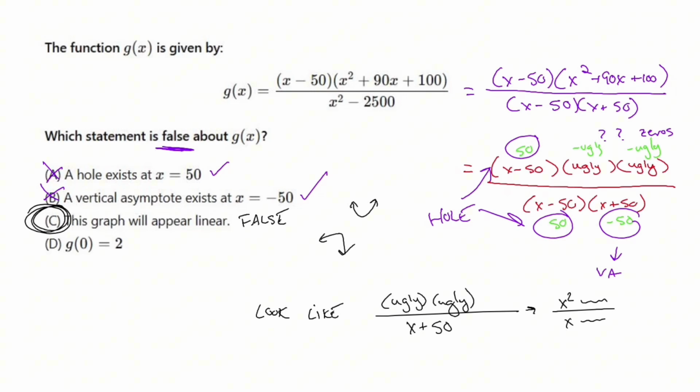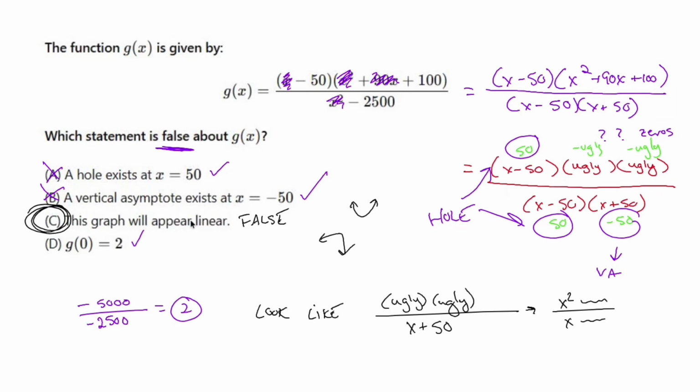Okay, now if you're wondering g of 0 equals 2, what does that mean? Well, that means if I were to plug in 0, would I get 2? Well, let's find out by doing very quick math. If I plug in 0, you would go away, you would go away, you would go away, you would go away. So I would be left with negative 50 times 100, which is negative 5,000, over negative 2,500. Negative divided by a negative is a positive. 5,000 over 2,500 is 2. So you are a true statement.